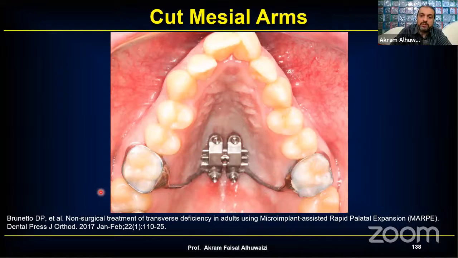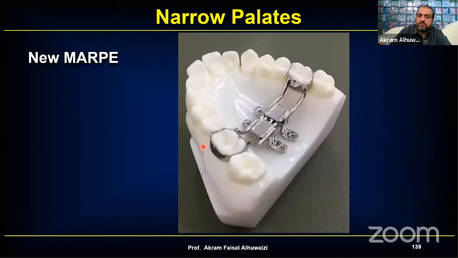Another idea I've seen is they cut the mesial arms off so that, once they're cut off, they may be less interfering. There are newer designs which I've seen on the net, and you can go through them, where they would push down these arms, and as they push them down, you can get more seating inside narrow palates.